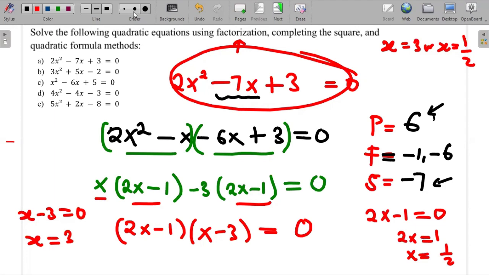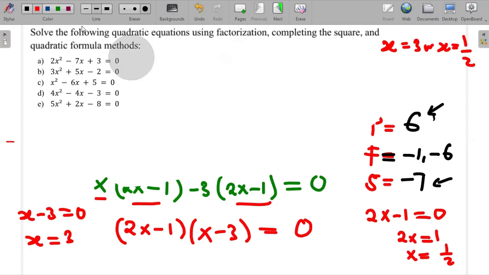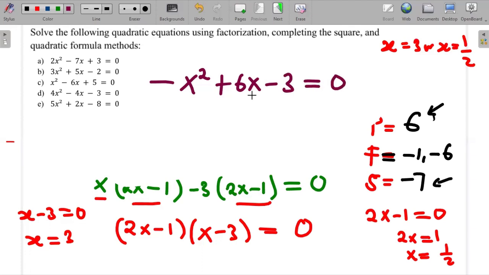So I don't know if the question that you had factors, but you can just say it. I try to write it here. But it was like what? Yes, -x squared plus 6x minus 3. Okay, so you can try to find the factors here.